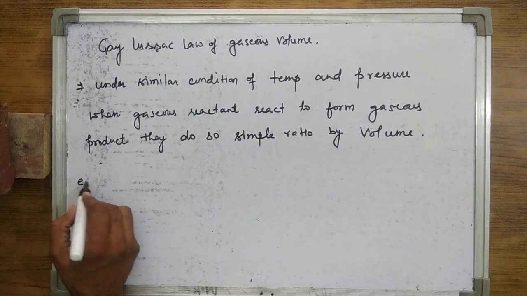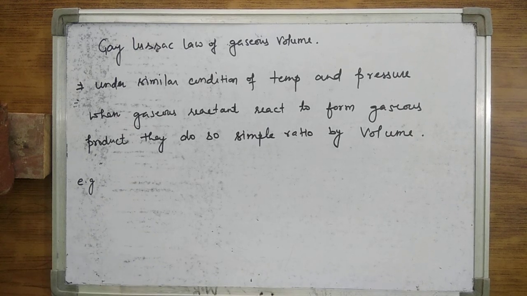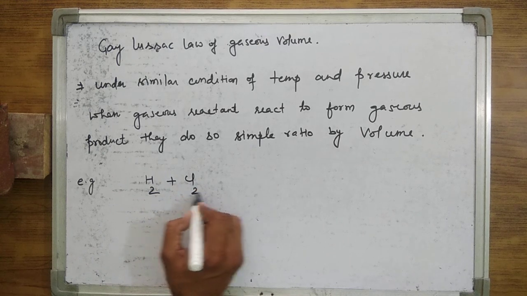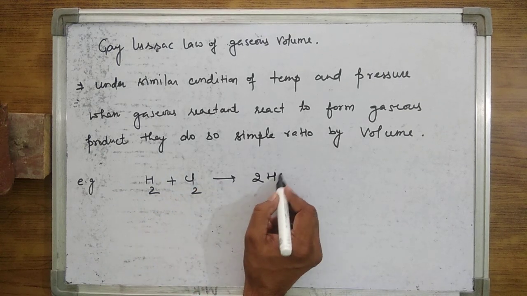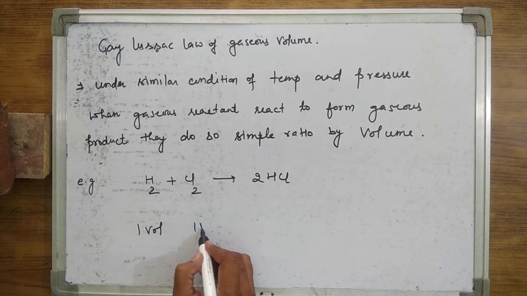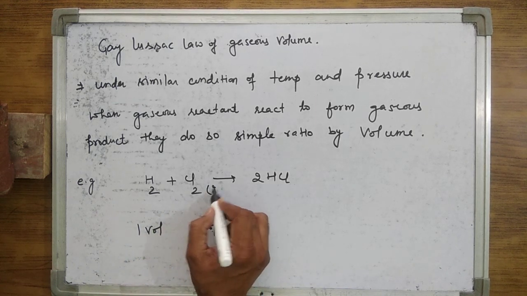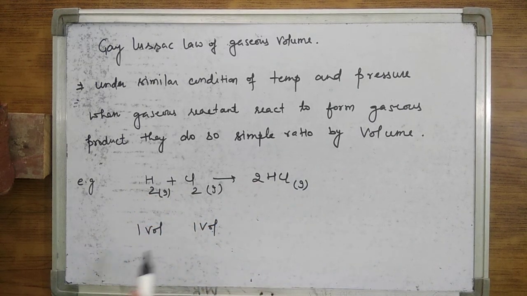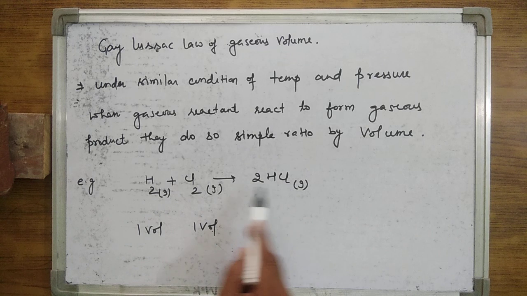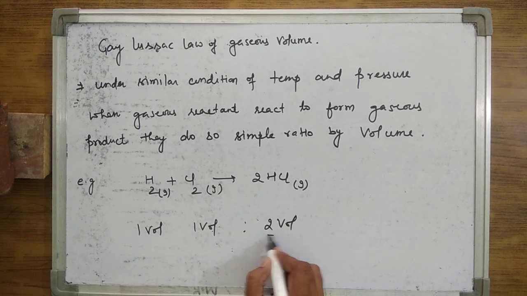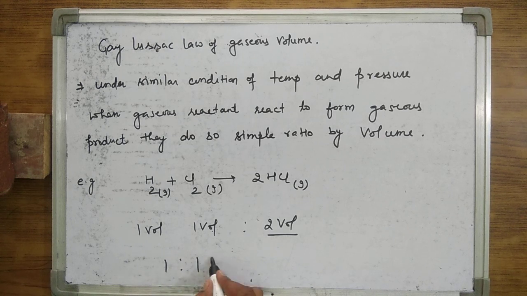Let's see an example. Hydrogen combined with chlorine to form HCl. Now 1 volume of hydrogen, 1 volume of chlorine. This is gas, and the product is also gaseous. This is the essential condition: both reactants and products are gaseous. And this is 2 volumes. 1:1:2 is the simple ratio.